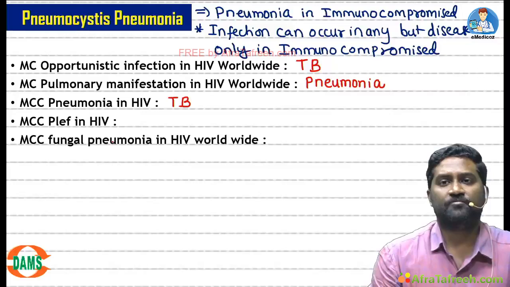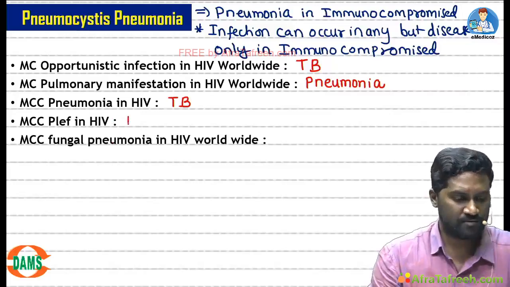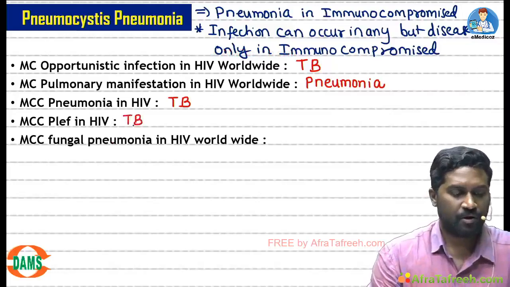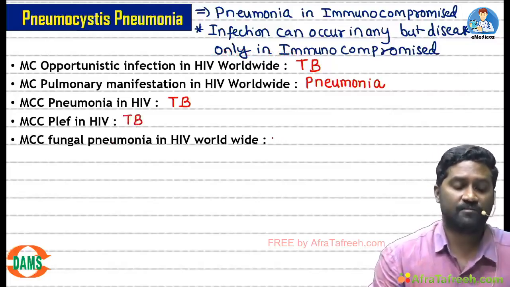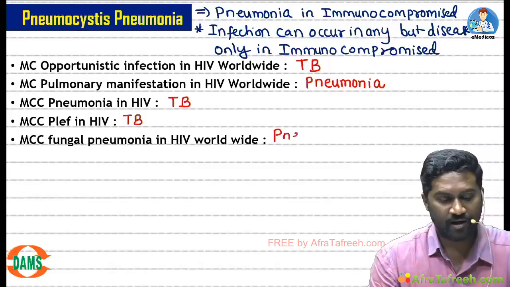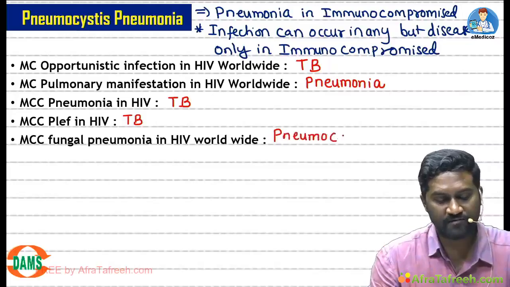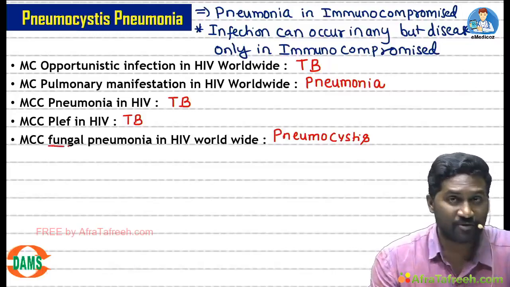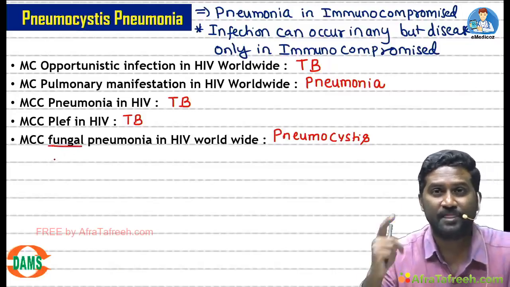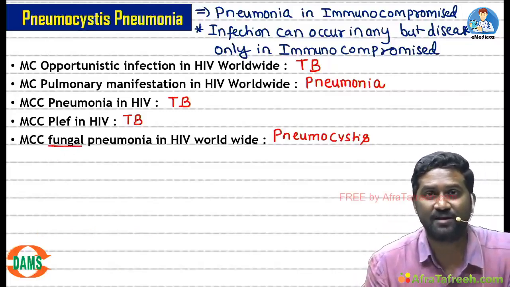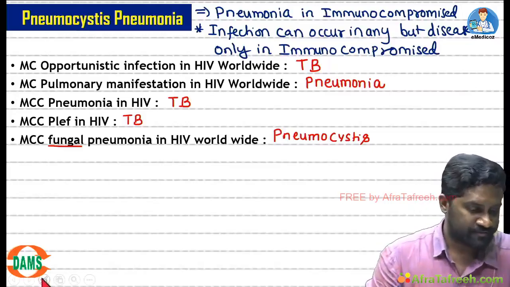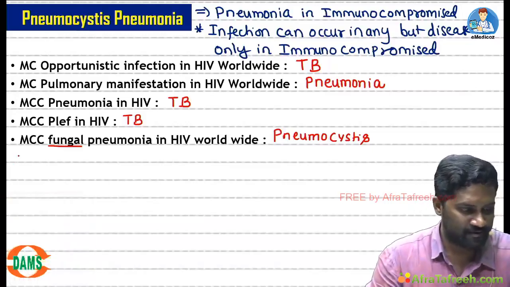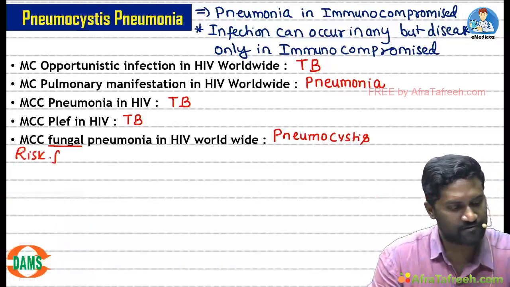Most common cause of pleural effusion in HIV: tuberculosis. Most common cause of fungal pneumonia in HIV worldwide? Don't forget, right now Pneumocystis is a fungus. Yesterday it was a protozoan. Tomorrow what will it be? Only God knows. Till then, if they ask in the question for fungal pneumonia, then only your answer should be Pneumocystis. Write down the risk factors responsible for development of Pneumocystis pneumonia.